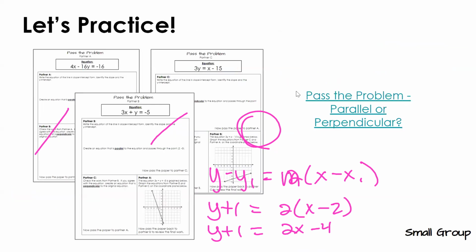Okay, go ahead and take a moment. You got the pass the problem worksheet. I want you to do the front and the back. If you want to work with a partner, you can. If you want to do it by yourself, that's okay too. But what you're going to do is with 3 people, one person's going to do partner A, then you pass it to partner B, and then you pass it to partner C, and then there's a front and a back. So I'm going to give you about 10 minutes. It should go fairly quickly.